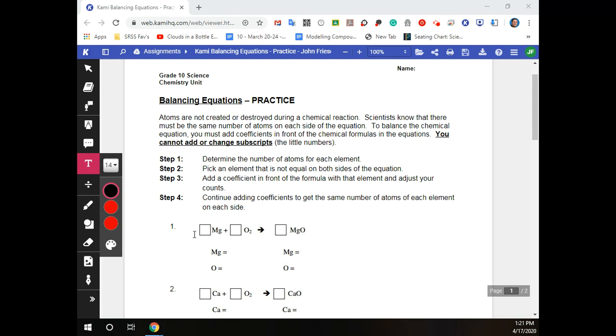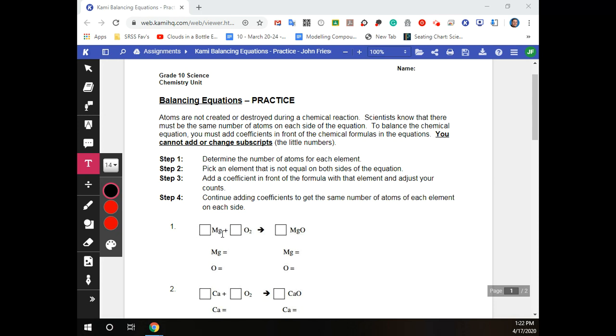Okay, and so at the front here, this one I've designed it so that you can see that this is where you would put the coefficient within the box. It's not always going to have a box, but in this case, it does. The little numbers are the ones like oxygen has here, okay? And oxygen has a 2, so that means there's 2 oxygens.